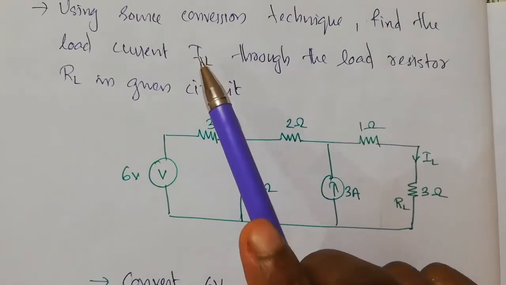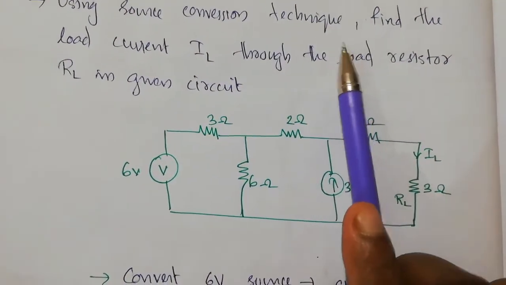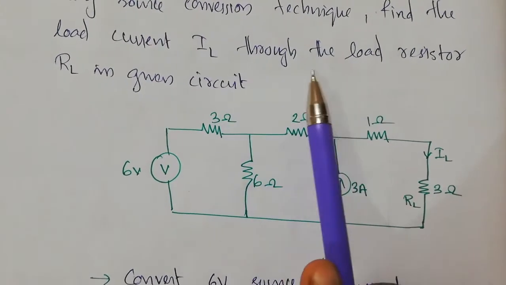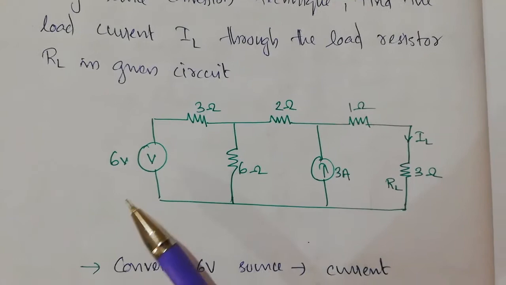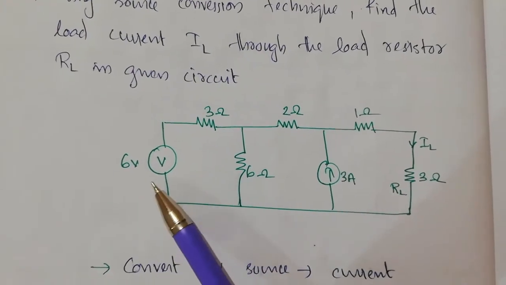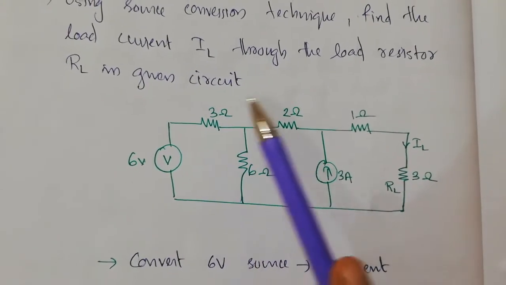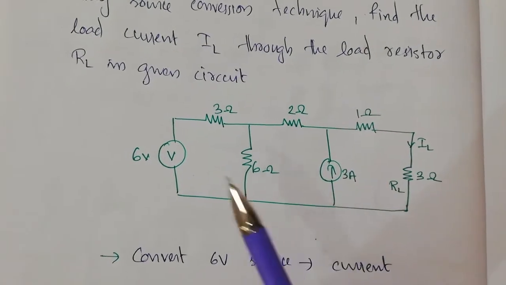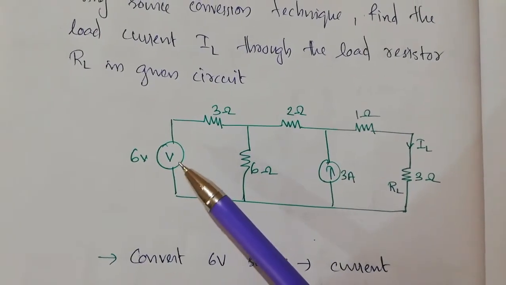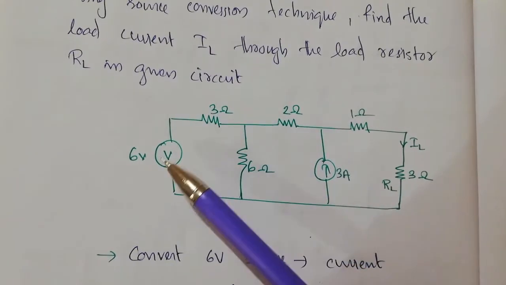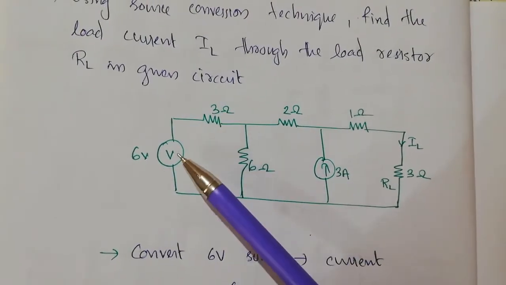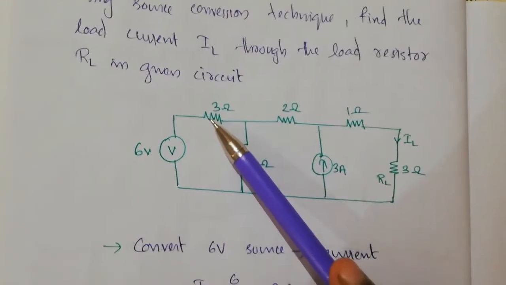Next problem: using the source conversion technique, find the load current IL through the load resistance RL in the circuit given below. We are given a circuit having a voltage source, a current source and 5 resistances. Our first step is to convert the 6 volt and 3 ohm series connection into a parallel current source with the same resistance.